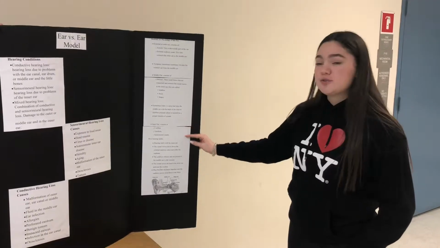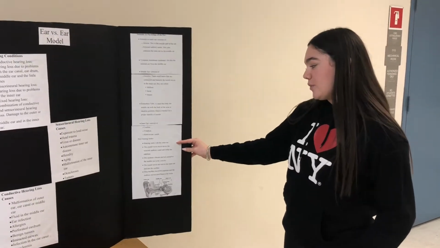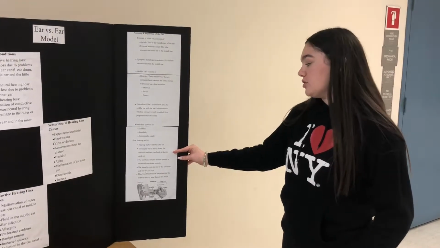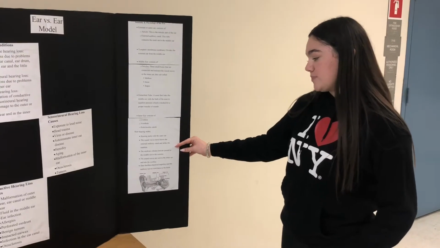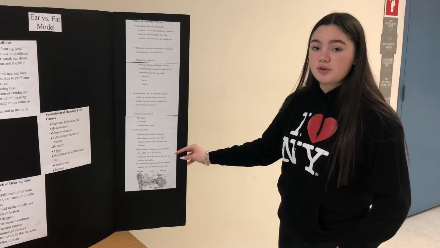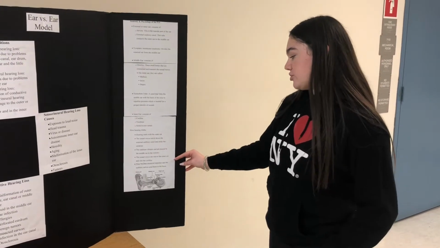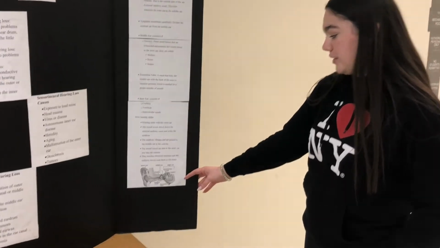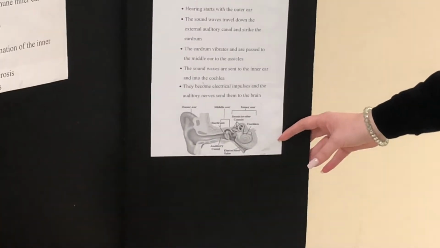How hearing works. Hearing starts from the outer ear. Then the sound waves travel down the external auditory canal and strike the eardrum. Once the eardrum is struck, it vibrates and passes the vibration to the ossicles in the middle ear. Those sound waves are sent to the inner ear, into the cochlea, and they become electrical impulses, and the auditory nerves send them to the brain. This is a diagram of the outer, middle, and inner ear.